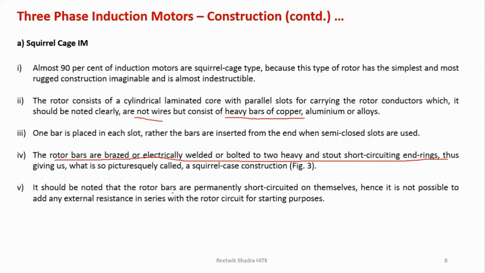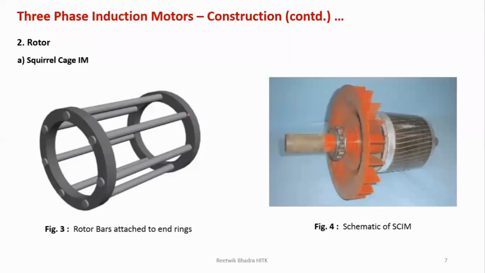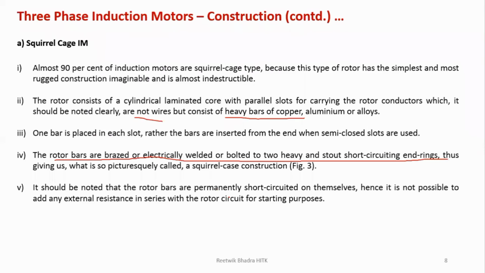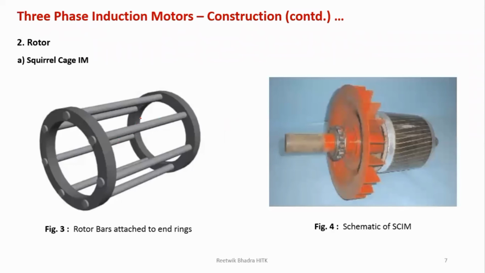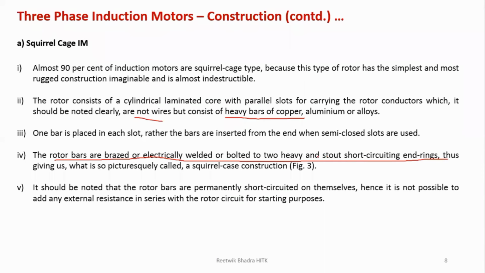And it should be noted that the rotor bars are permanently short circuited on themselves. So your end rings are permanent over here. So you can't add any external resistance, and thereby something will be affected due to this. Maybe the torque will be affected, maybe the speed will be affected. So there is no provision of adding anything over here. It is just one concrete structure. Nothing can be added. Directly from the shaft, load is connected. We can't control anything over here. So that's why you can say it is robust.